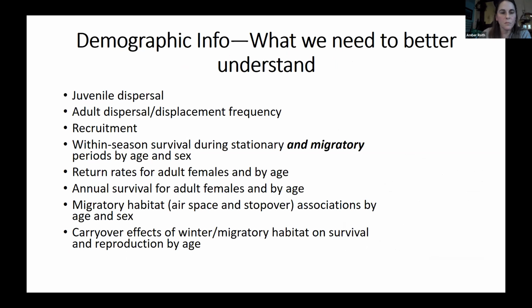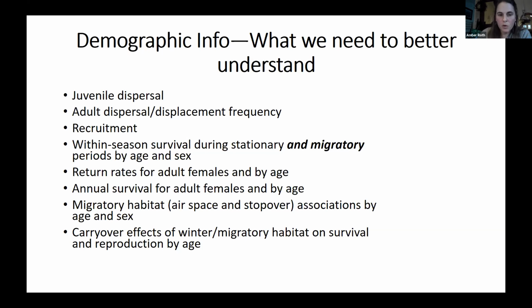So as we're thinking about what we need to know that we don't have currently, we need to know more about juvenile dispersal. Clearly from Ruth Bennett's research, we need to understand more about adult dispersal and displacement and how frequently that happens. We need to know more about recruitment, within season survival during both stationary and migratory periods, and the differences by age and sex. Certainly, being a naive hatch year bird might mean very different things in terms of survival than it does if you're a mature adult. So we really need to understand those differences by age group.